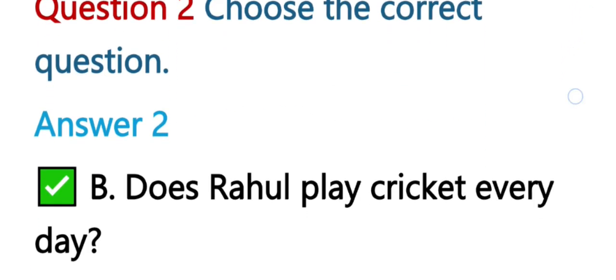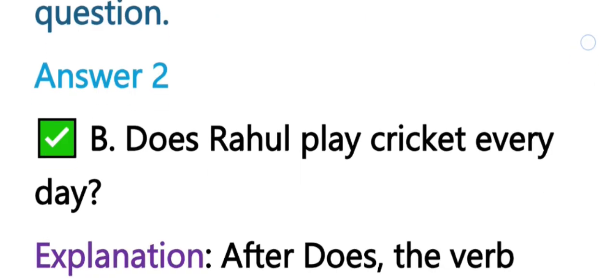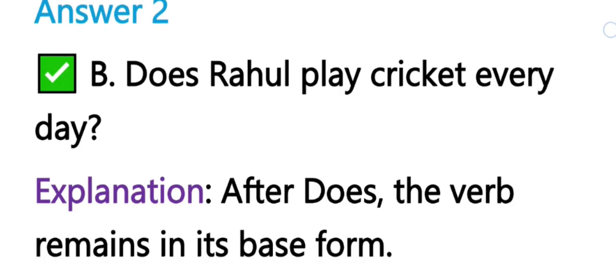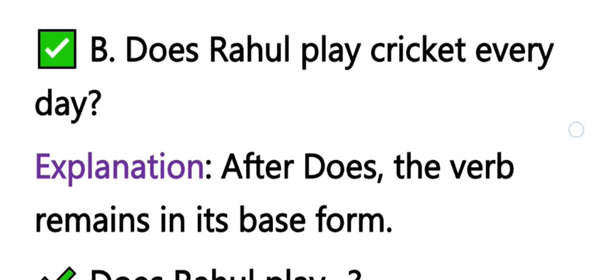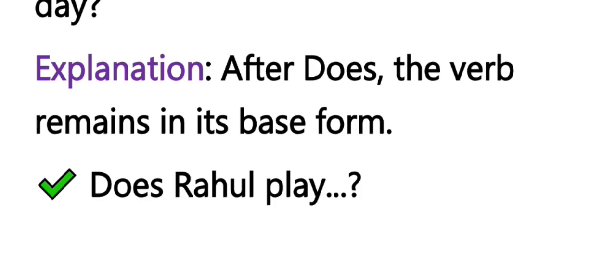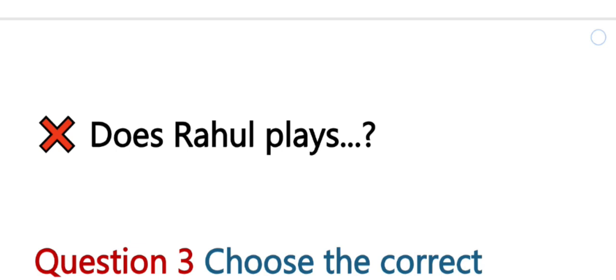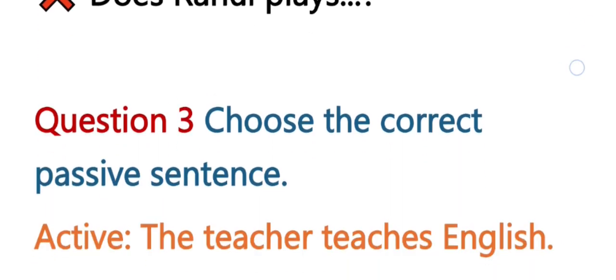Question 2. Choose the correct question. Our answer is option B. Does Rahul play cricket every day? Over here you can see after does, the verb remains in its base form. So verb is play, and this is how it's going to be written. Does Rahul play? Does Rahul plays will be wrong, because after does we have to follow the base form, the first form of the verb, which is play.